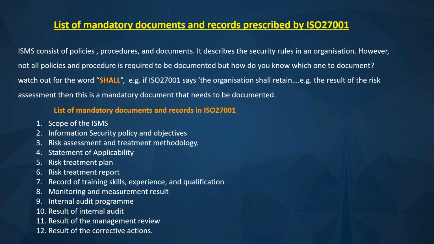The result of the internal audit. So when you did the last audit you did, can you show us the results? The result of the management review, because management will always get reports every month concerning the effectiveness of the ISMS. So they want to see the review.